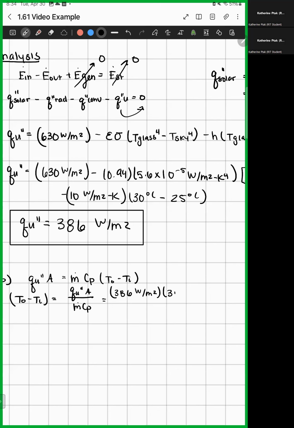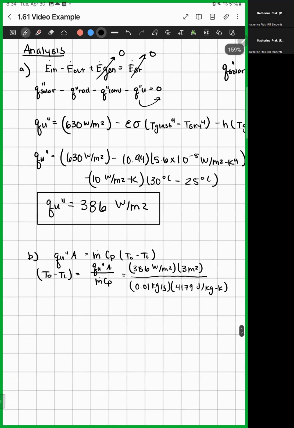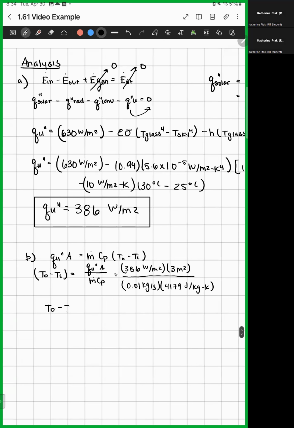Area, if you remember, is 3 meters squared, all over 0.01 kilograms per second times 4,179 joules per kilogram Kelvin. And you get T out minus T in equals 27.7 degrees Celsius.